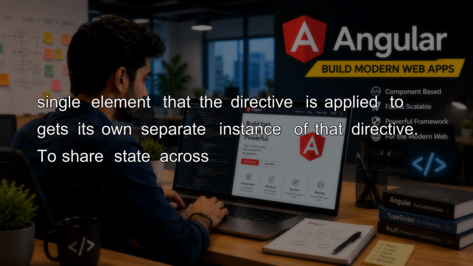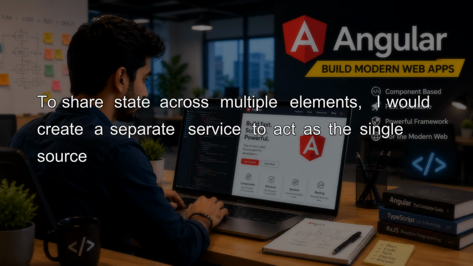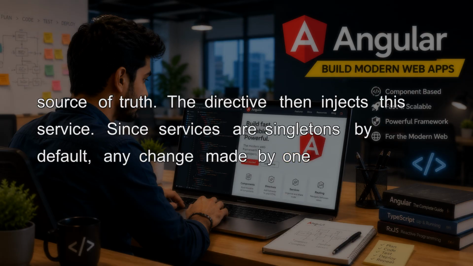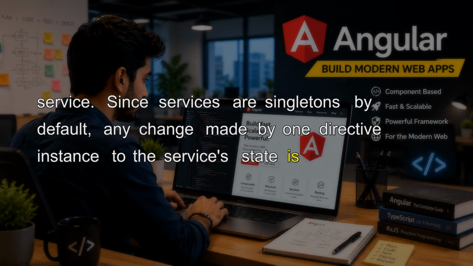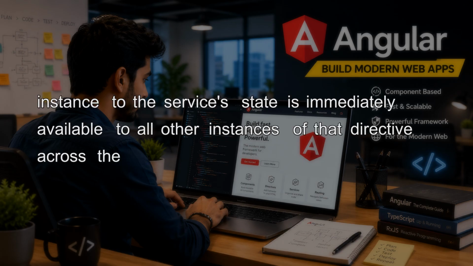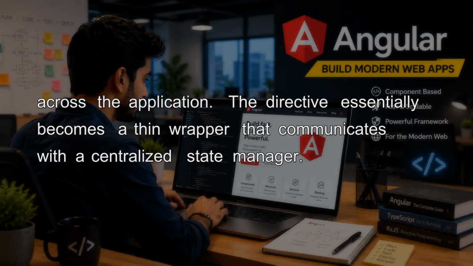To share state across multiple elements, I would create a separate service to act as the single source of truth. The directive then injects this service. Since services are singletons by default, any change made by one directive instance to the service's state is immediately available to all other instances of that directive across the application. The directive essentially becomes a thin wrapper that communicates with a centralized state manager.